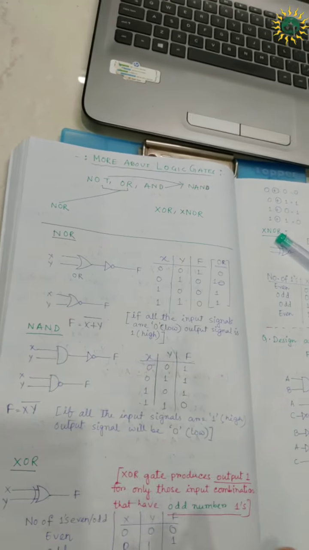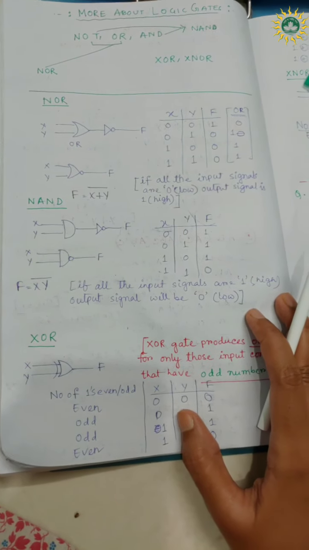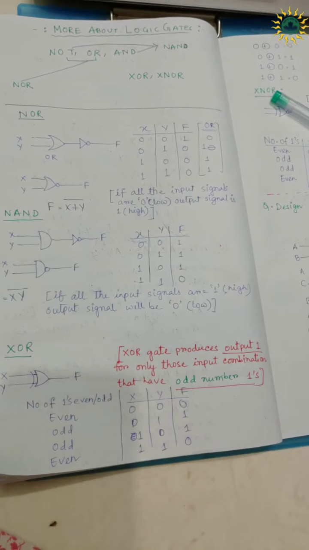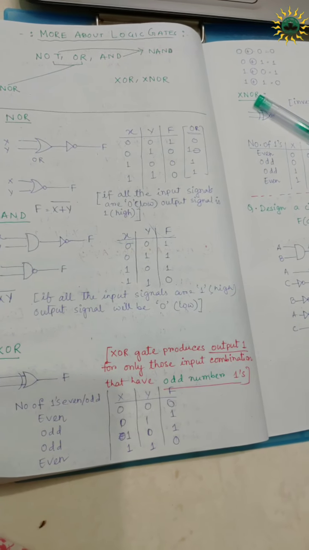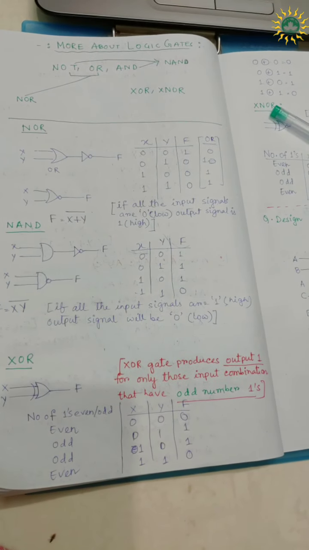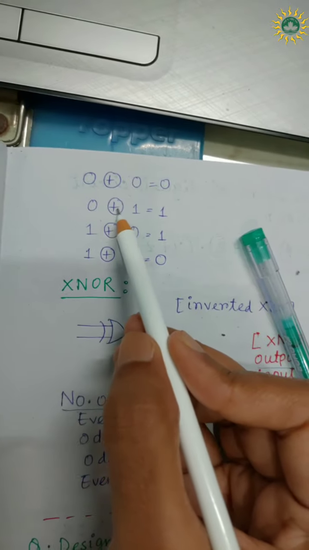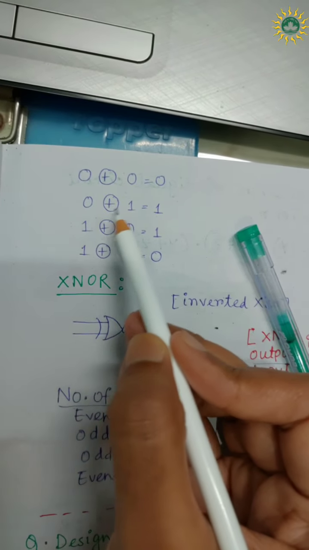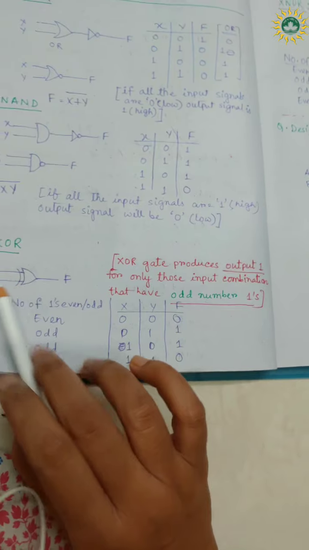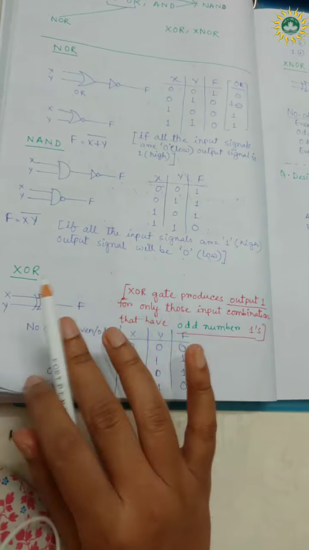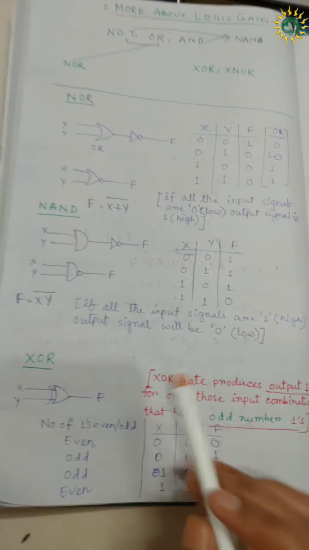Okay, now I will introduce you to the XOR gate. XOR gate is an exclusive OR gate, and the sign of the XOR gate looks like this: a plus with a circle around it. Now I am teaching you the 2 input gate. You can have a 3 input or 4 input XOR gate as well.